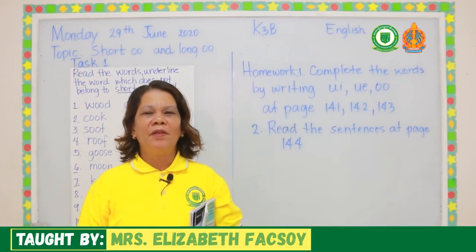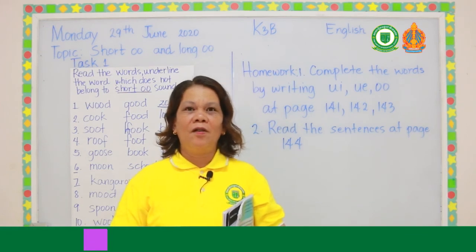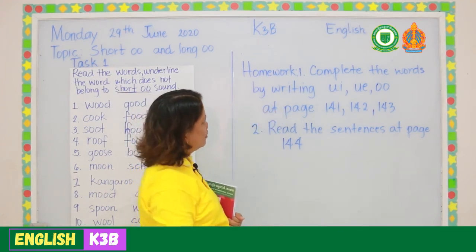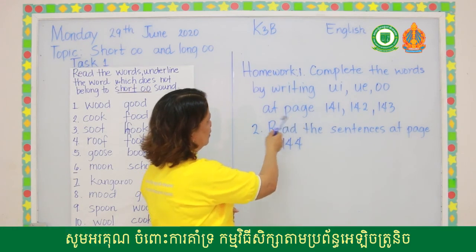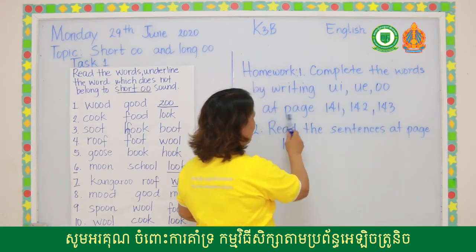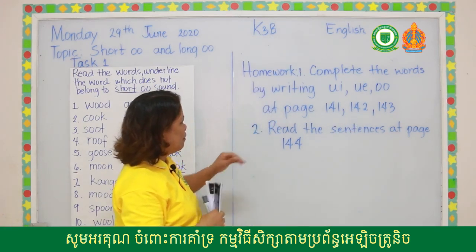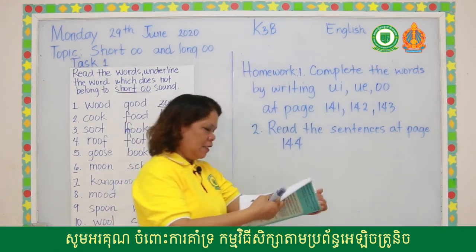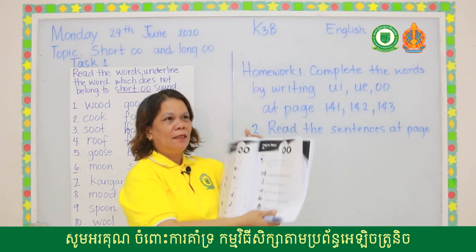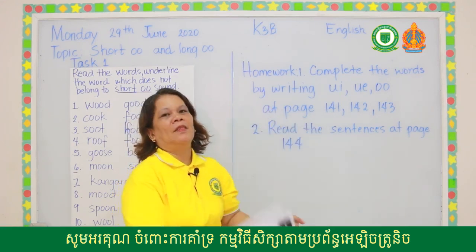Okay, in this video, I'm going to give you your homework. Please do your homework, and I will check it before we start our lesson tomorrow. Listen carefully. Number 1, I have 2 instructions here. Complete the words by writing U, I, UE, and double O, at pages 141, 142, and 143 of your book. Number 2, read the sentences at page 144. I want to hear the short O and long U. We'll check this before we start tomorrow.